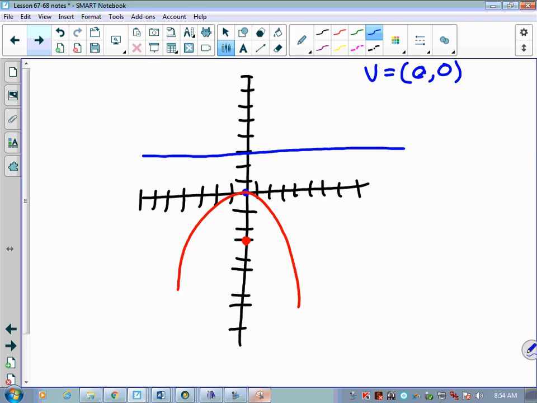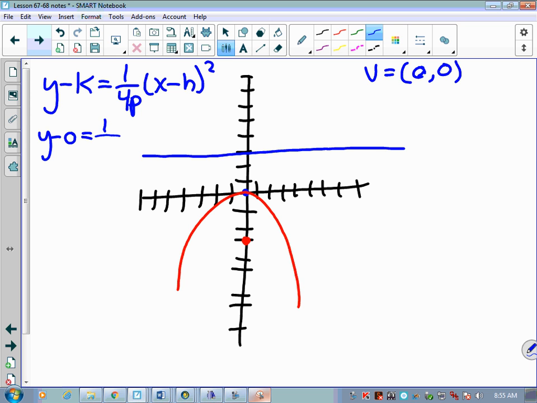So let's start off with that full equation: y minus k equals 1 over 4p times x minus h squared. If you work with that, I think that's going to make a lot more sense to you. Our h and our k are 0 here, right? So we're dealing with y minus 0 equals 1 over 4 times the distance. We got a distance of 3, and because we're opening downwards, we're going to do negative.